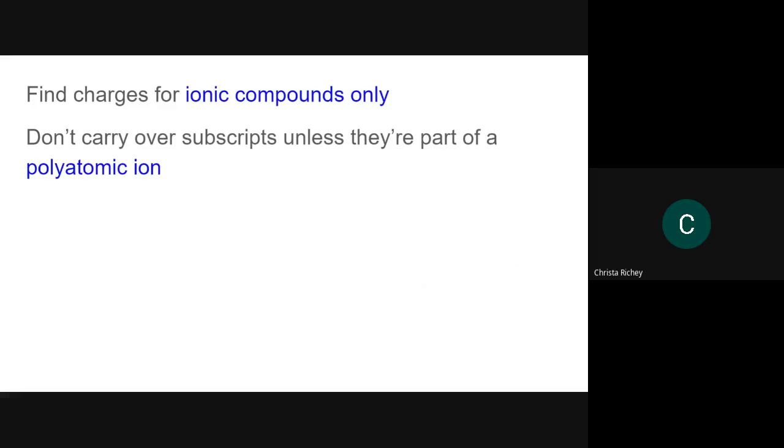For ionics, if you're building compounds, you use charges. For covalent, you are using prefixes. All of this stuff is carrying on from last semester.